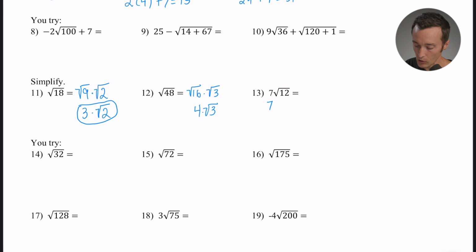I'm going to rewrite the square root of 12 as the square root of 4 times the square root of 3. 4 times 3 is 12. I picked that factor pair specifically because 4 is a perfect square. So the square root of 4 is 2. So really this turns into 7 times 2 times the square root of 3. Okay, now we're done except that we can evaluate 7 times 2 is 14. So in its most simplified form, this would be 14 times the square root of 3.